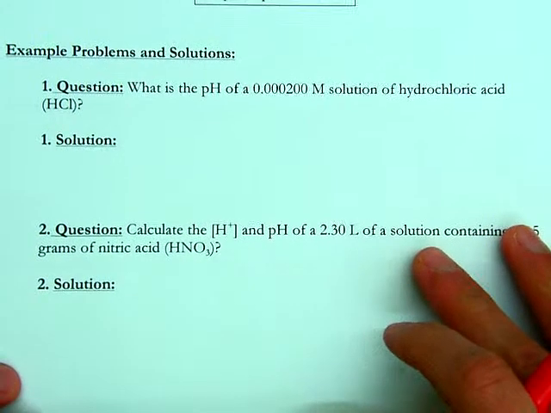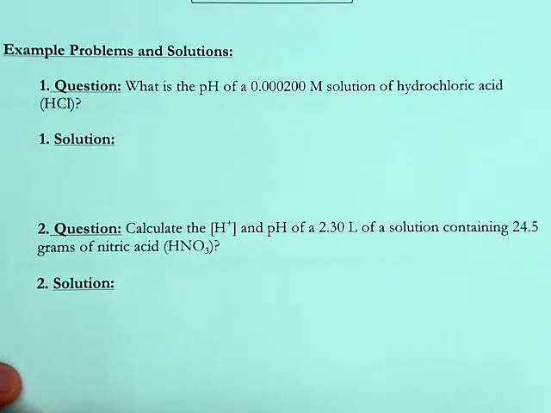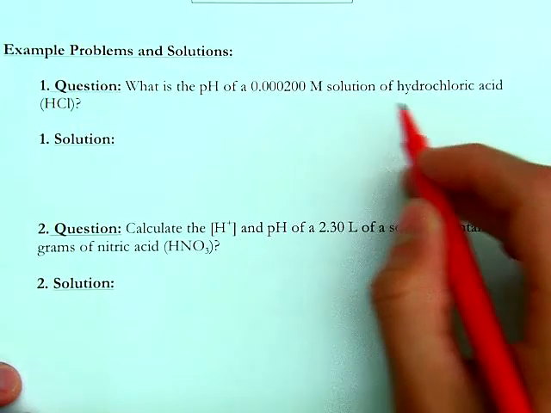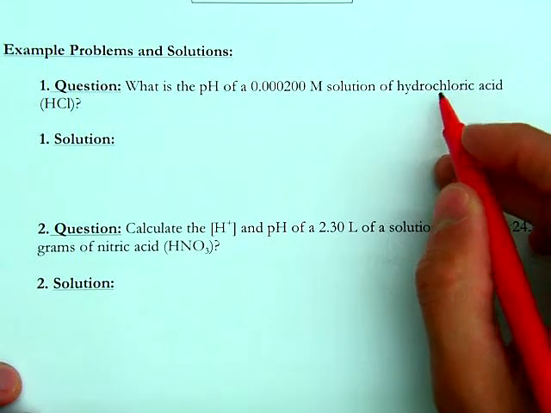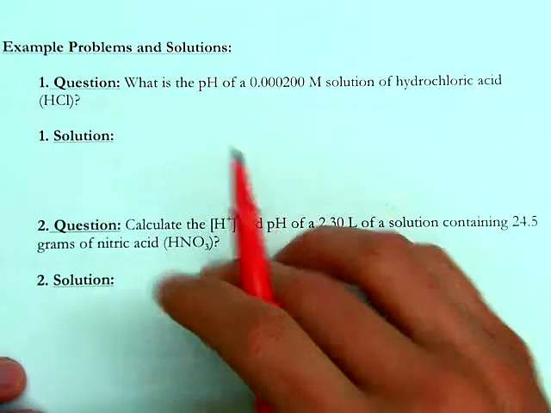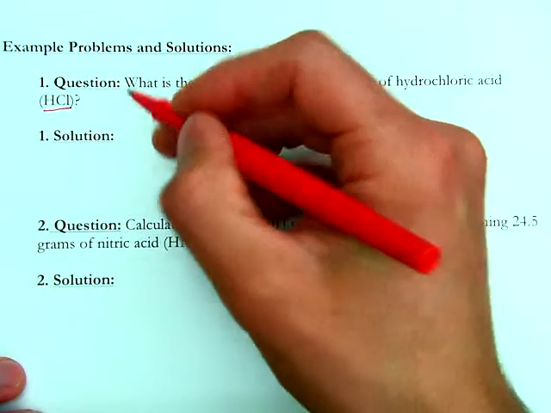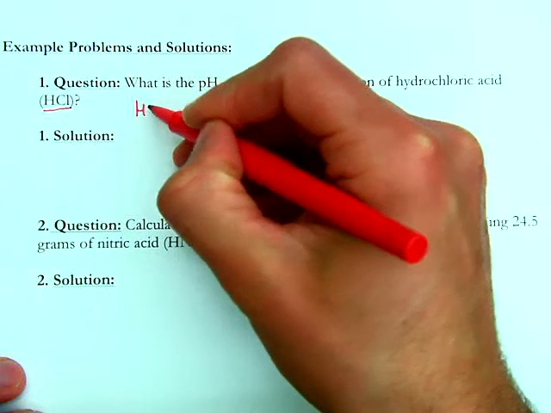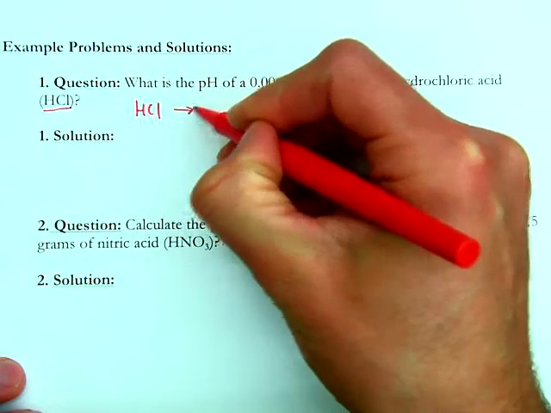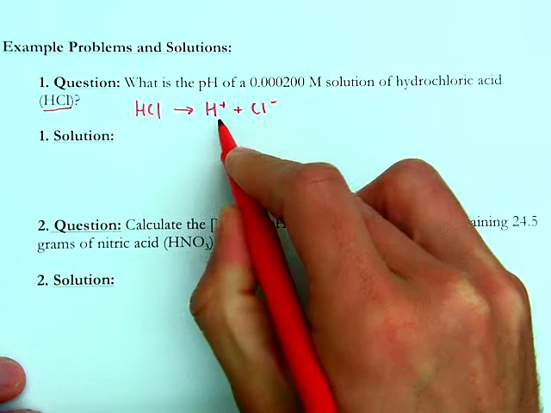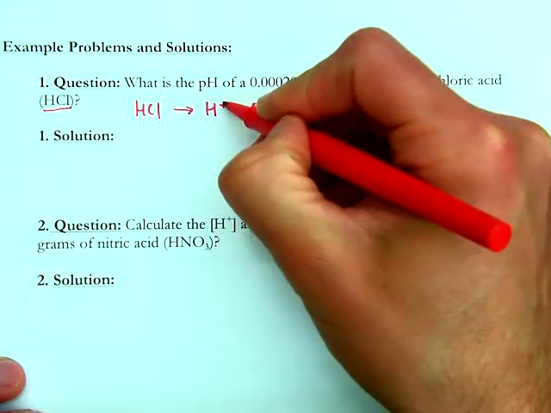So the first question says, what is the pH of a 0.0002 molarity solution of hydrochloric acid? Now, part of this is recognizing that HCl is a strong acid, okay? So that means that if you put HCl into water, virtually all of the HCl is going to break down into hydrogen and chloride, okay?